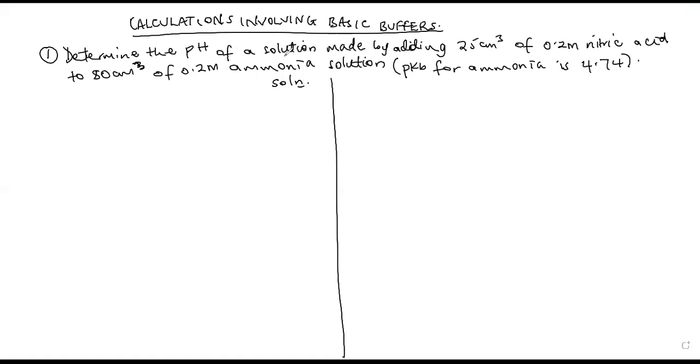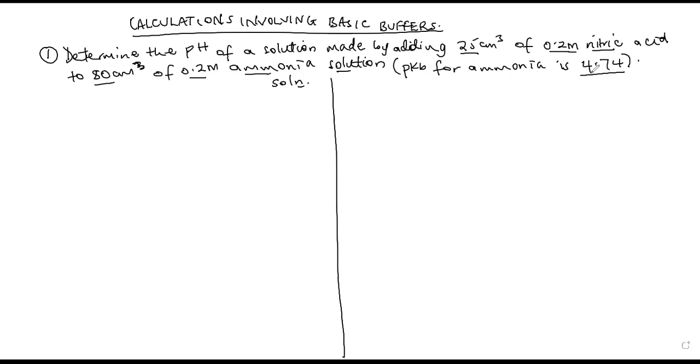Now, here is a question. Determine the pH of a solution made by dissolving 25 cubic centimeters of 0.2 molar nitric acid to 80 cubic centimeters of 0.2 molar ammonia solution. They have given us a pKb, the base dissociation constant of ammonia, as 4.74.